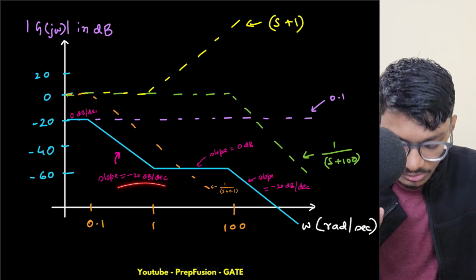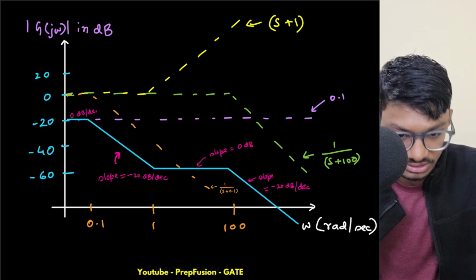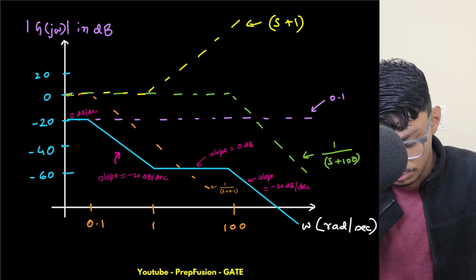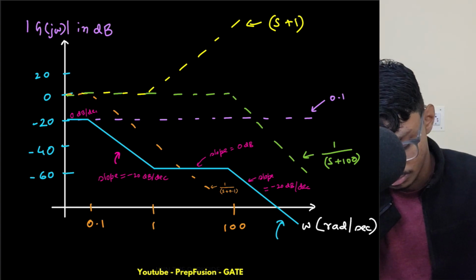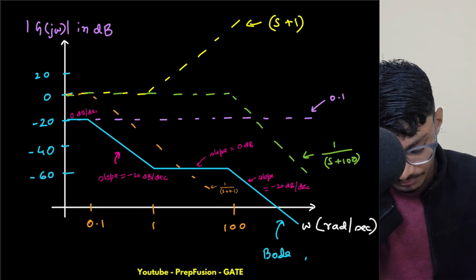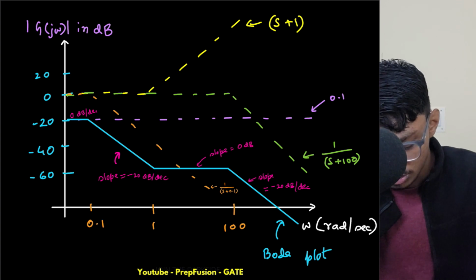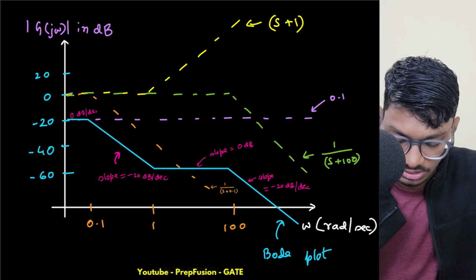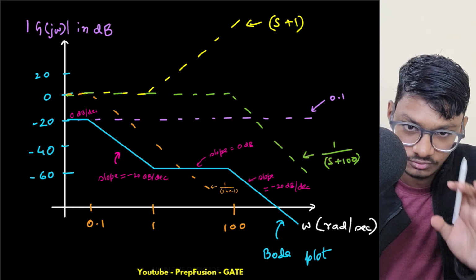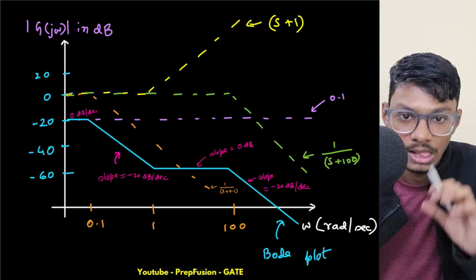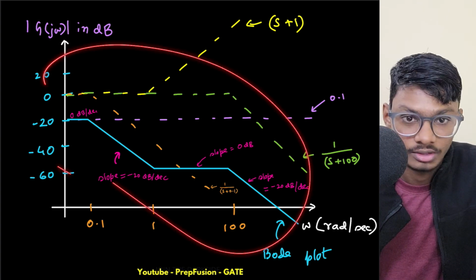Where is my slope minus 20 dB per decade? Where is my 0? So this is the Bode plot actually. I know this is a mess right now, but this is so simple, isn't it? Just straight lines and just a summation of all this. Obviously when we draw Bode plots, we won't have to draw all this mess. This is just for making you understand what is actually happening in the graph.